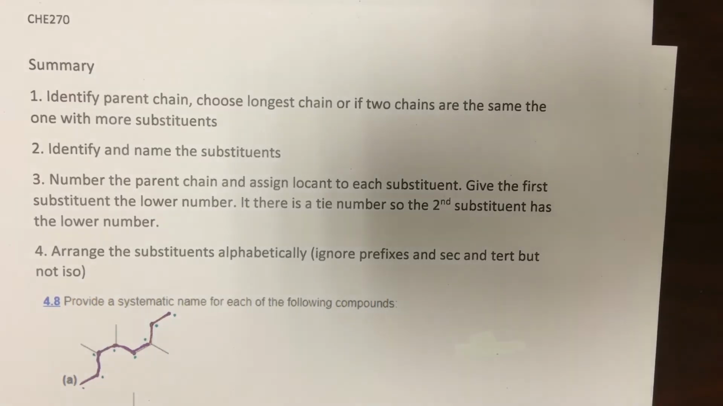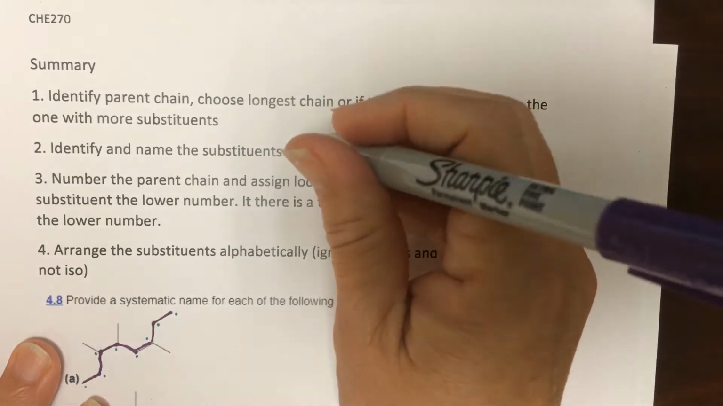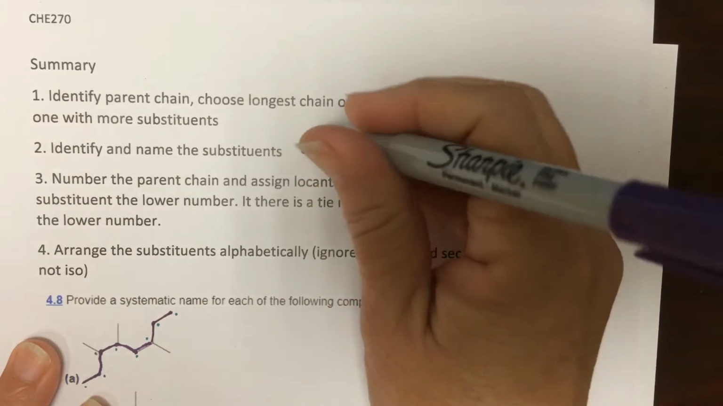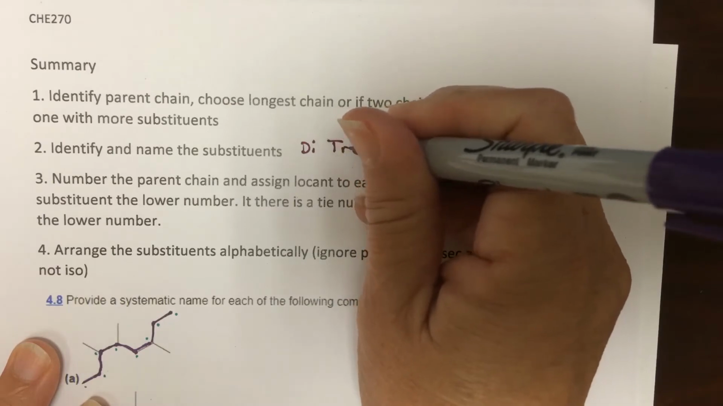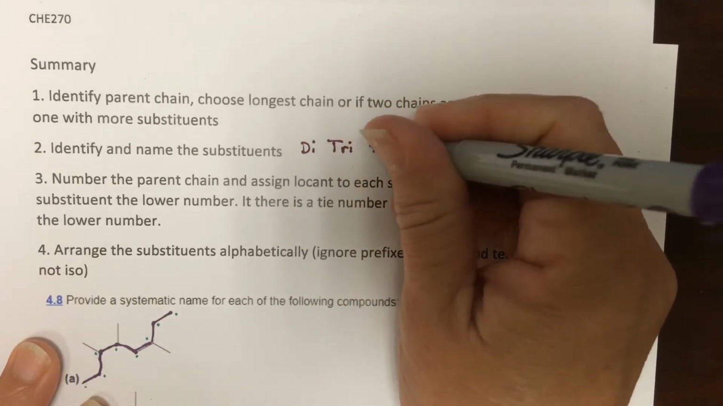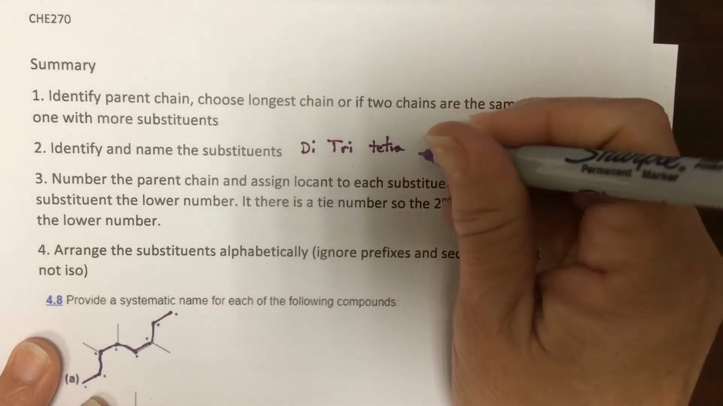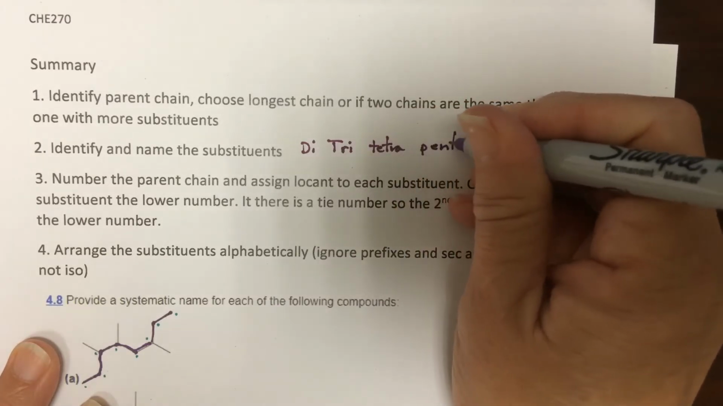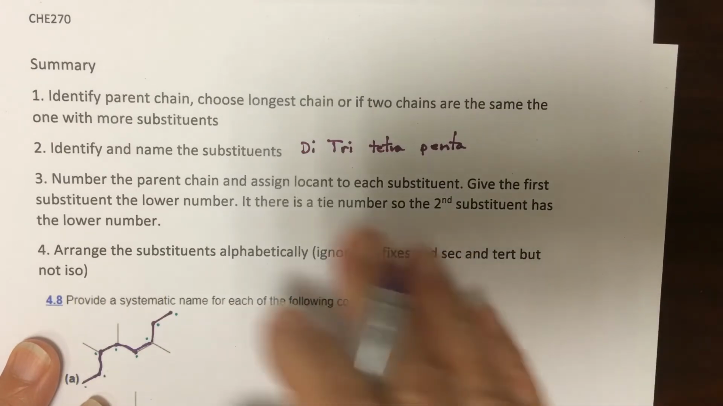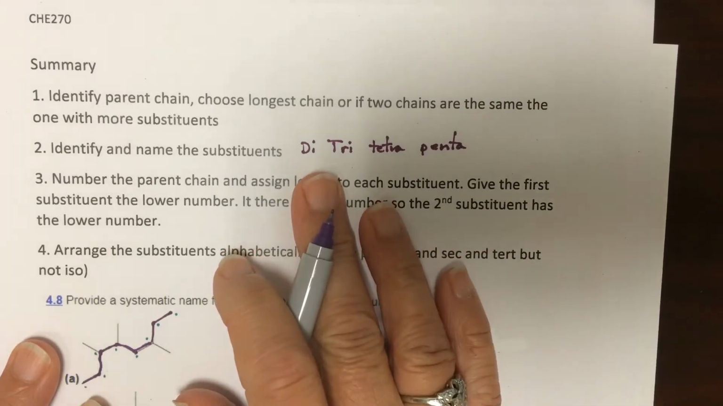Okay, in summary, to name these compounds, we need to identify the parent chain. We need to choose the longest chain, or if two chains are the same, the one with more branches or substituents. We need to identify and name the substituents. If a substituent appears more than once, we use the prefixes di, if there are two of them, tri, if there are three of them, tetra, if there are four, and penta, if there are five of them. So if you had something that had two methyl groups, you'd call it dimethyl.